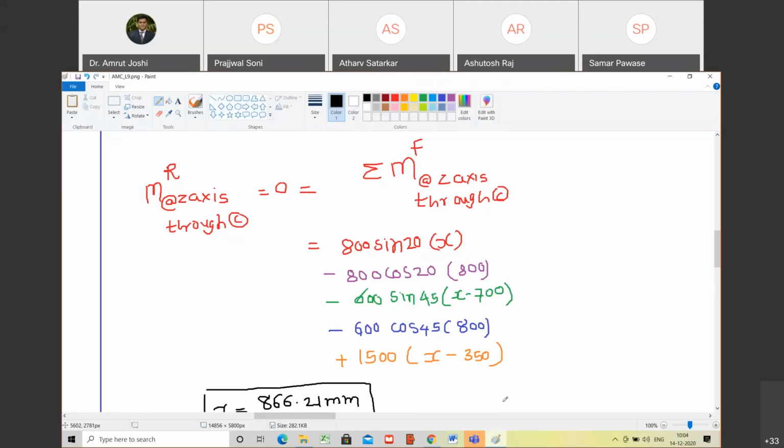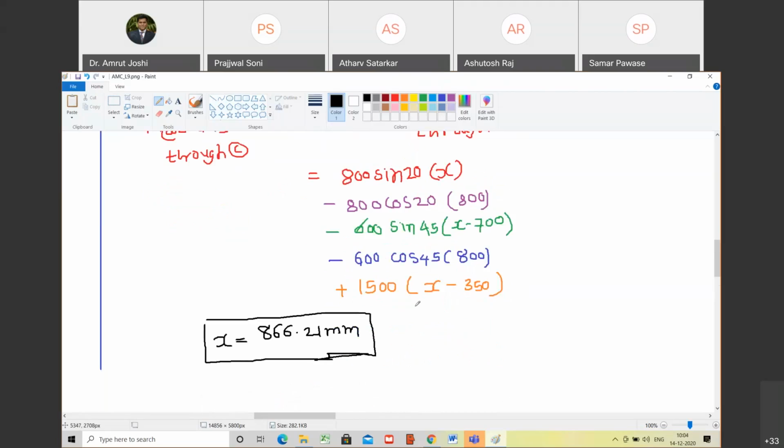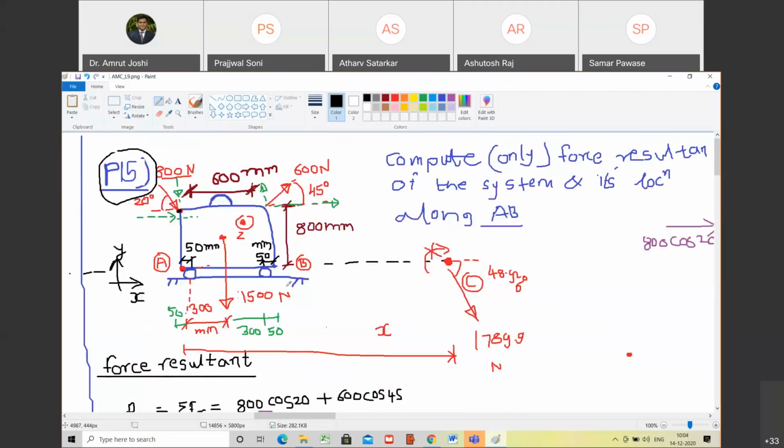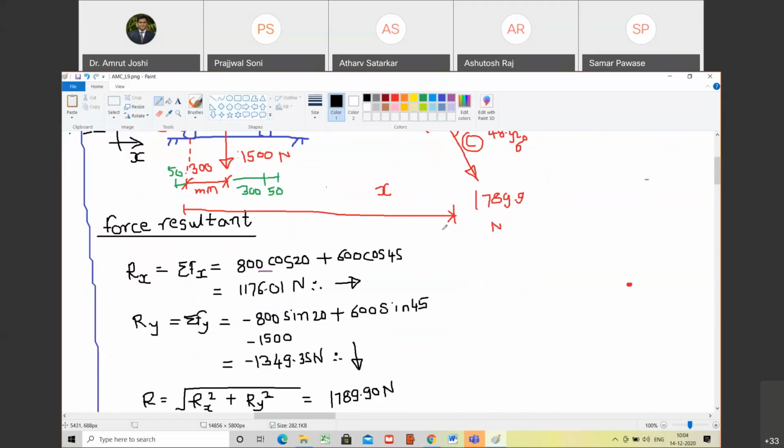So please make it a point that you solve all the equations that we are writing down here. We will move ahead now because I want to complete certain points today. So therefore, this x has turned out to be 866.21. That means if I find out the resultant of all these forces at 866 mm from A towards right, then I am going to get moment resultant as 0. This is the location of C.